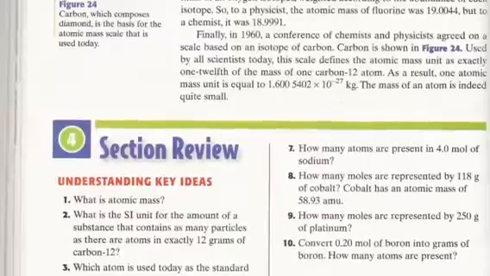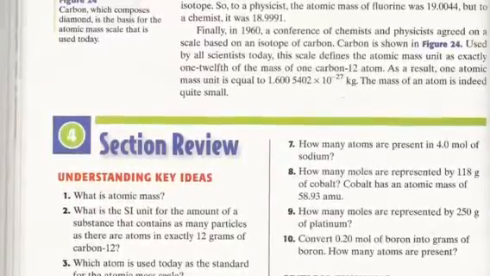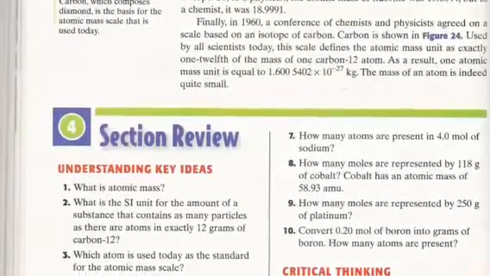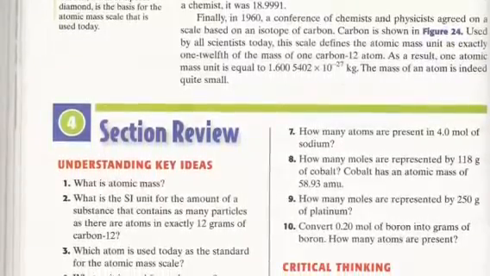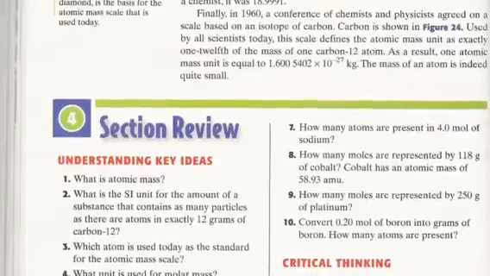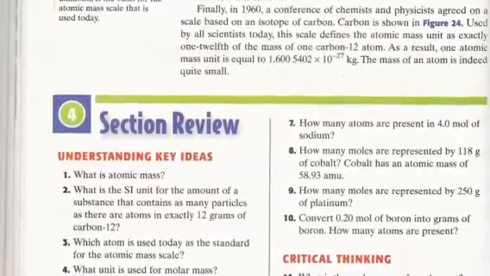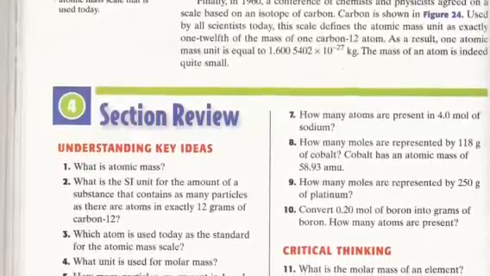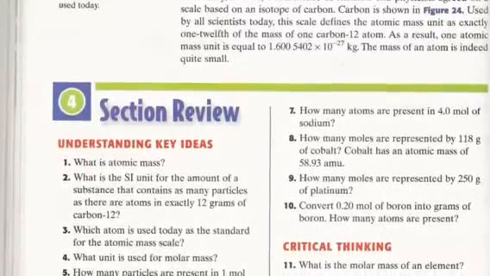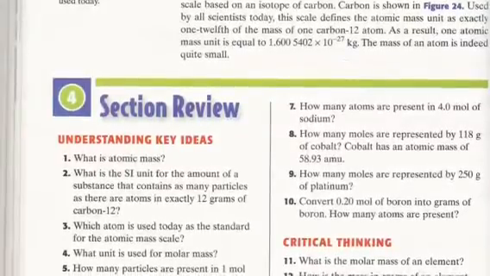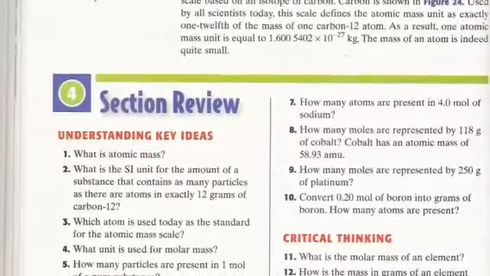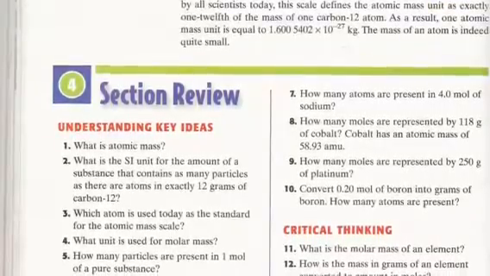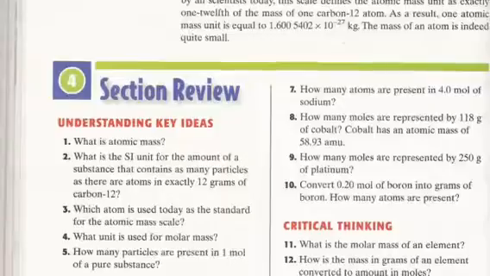Section Review. Understanding key ideas. Number 1. What is atomic mass? Number 2. What is the SI unit for the amount of substance that contains as many particles as there are atoms in exactly 12 grams of carbon-12? Number 3. Which atom is used today as the standard for the atomic mass scale? Number 4. What unit is used for the molar mass? Number 5. How many particles are present in 1 mole of a pure substance?